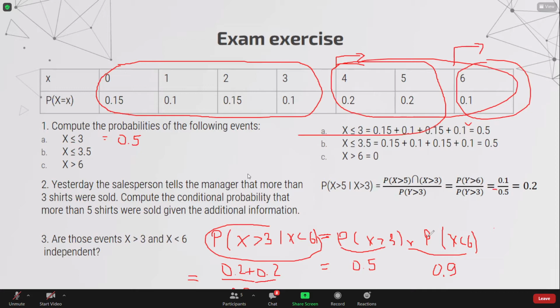What do you have to do with the numbers on the right? Do you have to multiply them? Yeah, multiply, yeah, sorry. No.